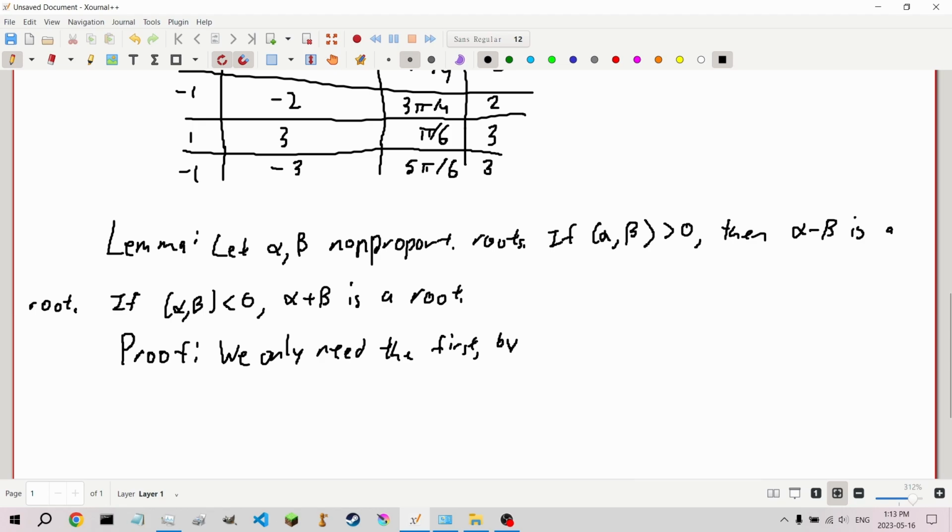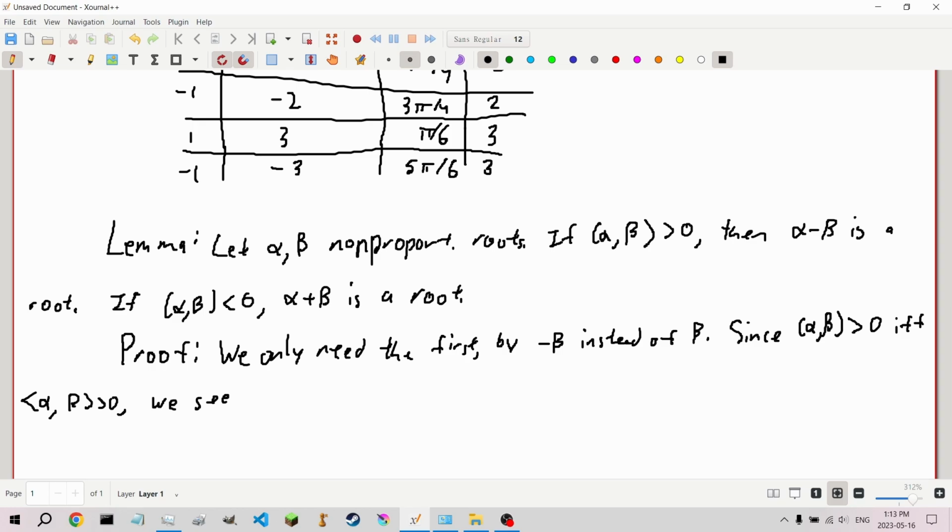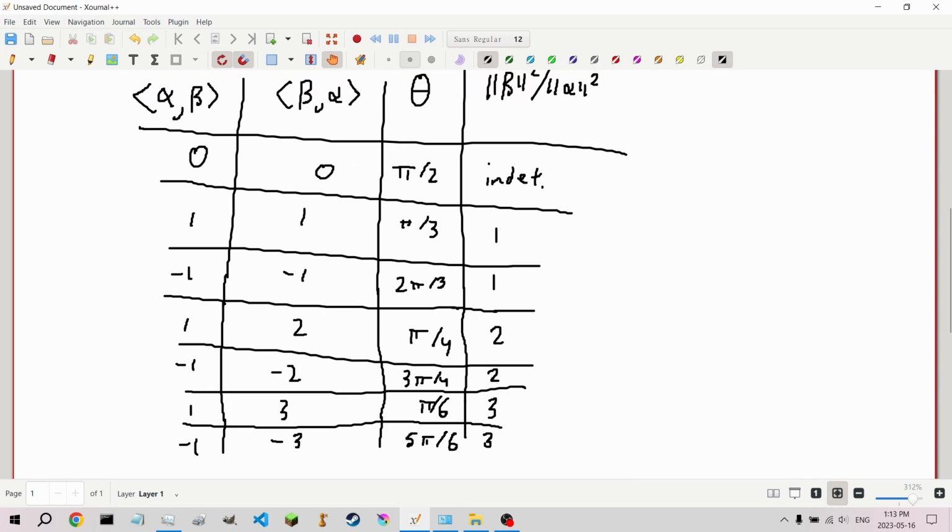By the fact that by substituting beta for negative beta, now since the bracket of alpha and beta is greater than 0 if and only if the angle bracket of alpha and beta is, we see that either the bracket of alpha and beta or bracket of beta and alpha is 1. And we can just see this from my horrible diagram here.